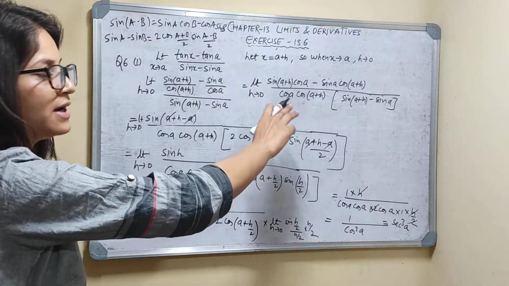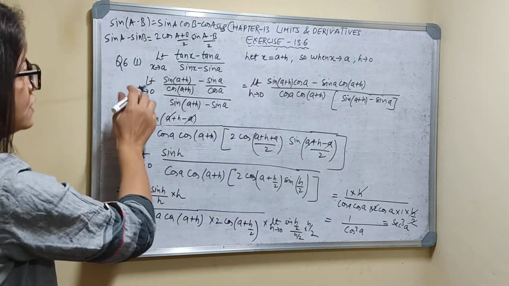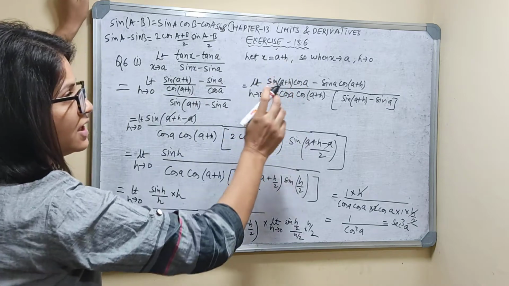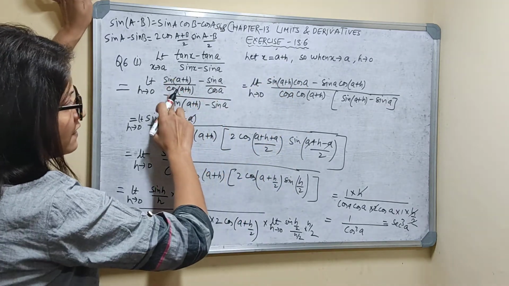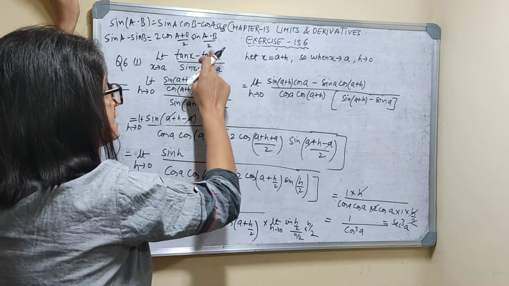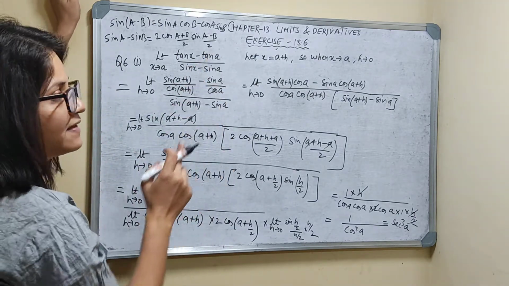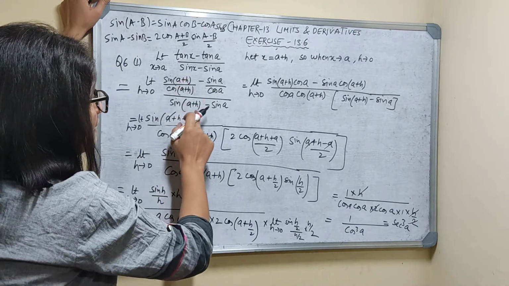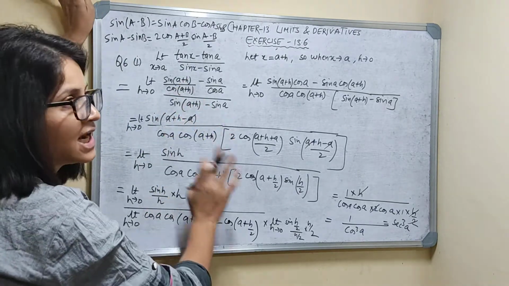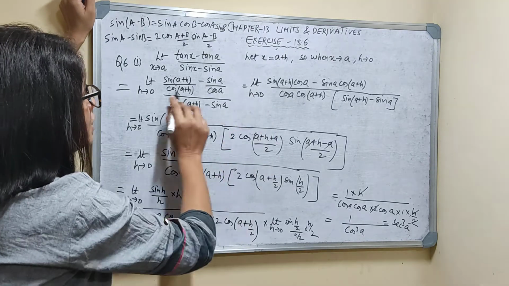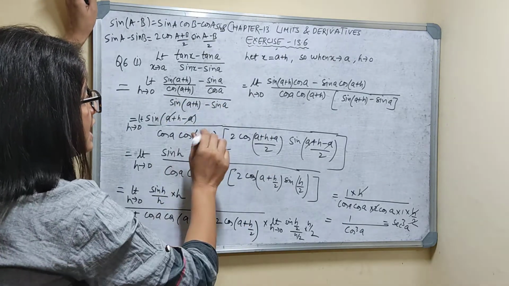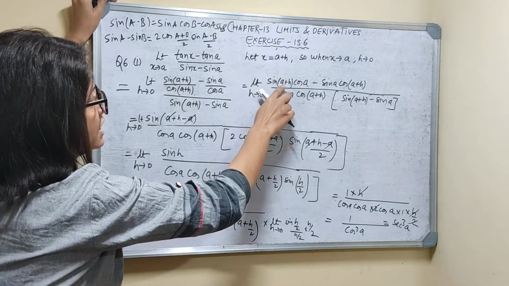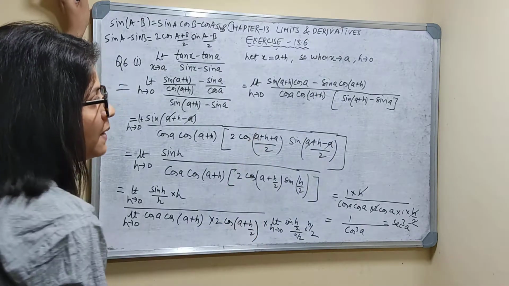So I can change the limit: x tends to a, I can write h tends to 0. Now tan x is tan of a plus h, I am writing sin of a plus h upon cos of a plus h, minus tan a, I am writing sin a upon cos a, upon sin x, which at the place of x I am writing a plus h, minus sin a. Is it clear? Now limit h tends to 0. Cos of a plus h into cos a, this is the LCM. So you will get sin of a plus h into cos a minus sin a into cos of a plus h.